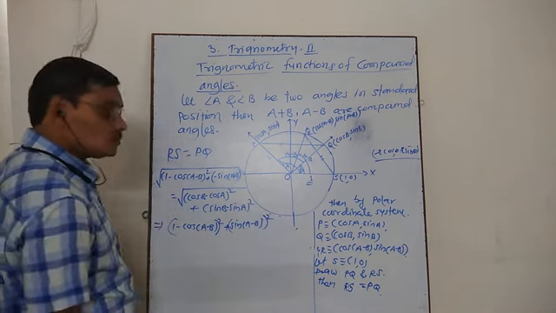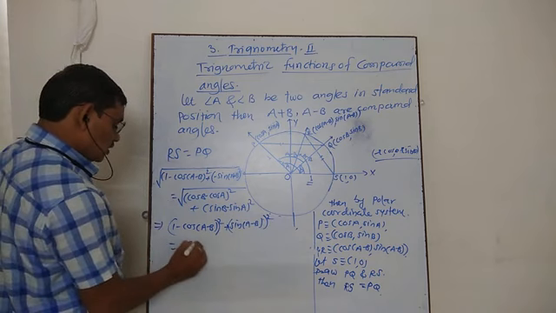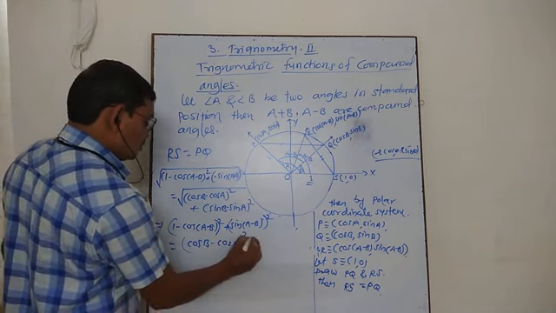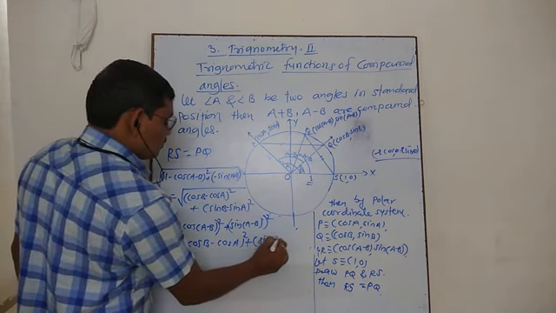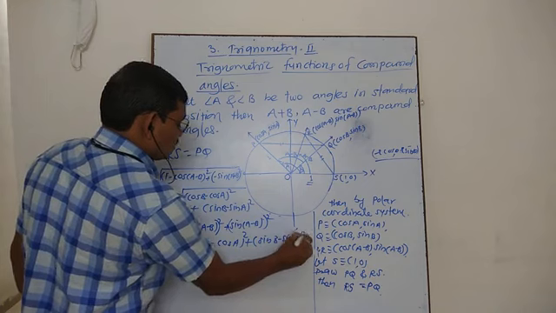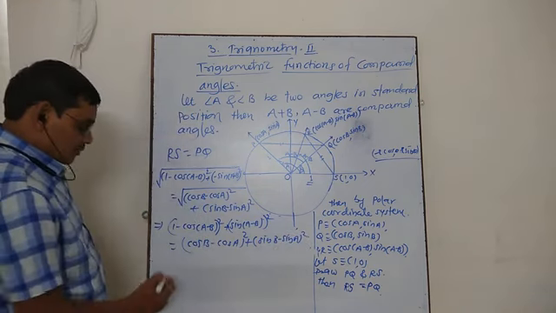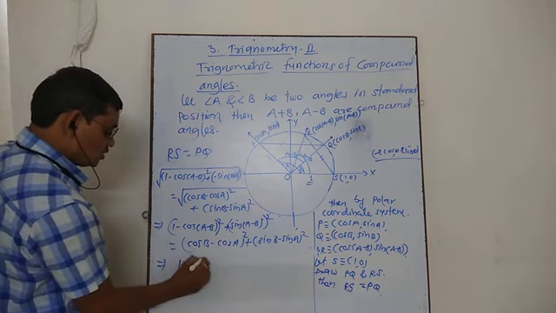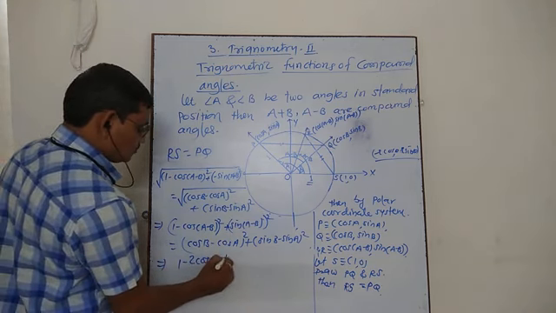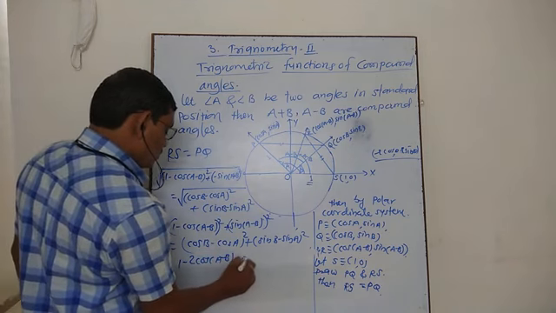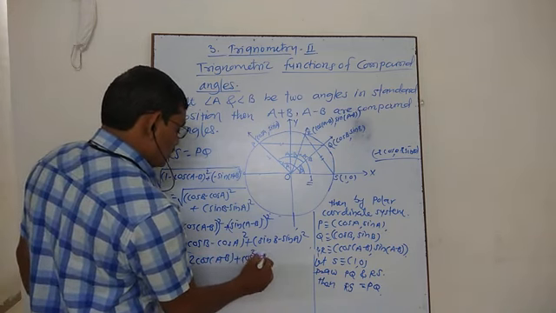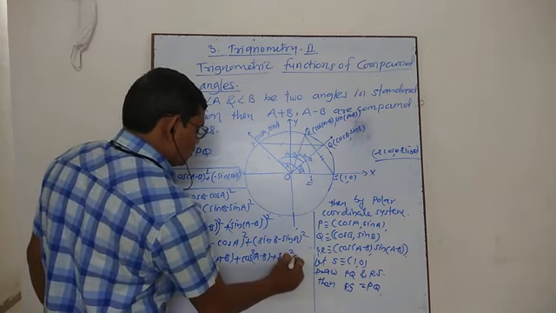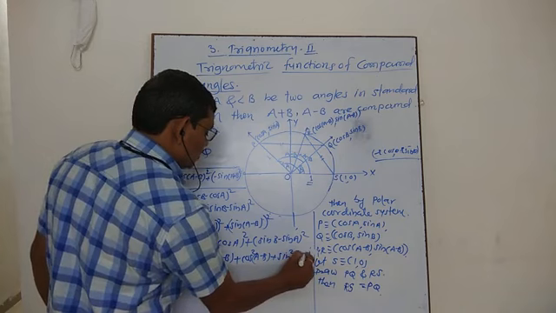Taking the square root, we get cos b minus cos a whole square plus sin b minus sin a whole square. Now if we square this, we get 1 minus 2 cos a minus b plus cos square a minus b plus sin square a minus b. Sin a minus b whole square is equal to sin square a minus b.